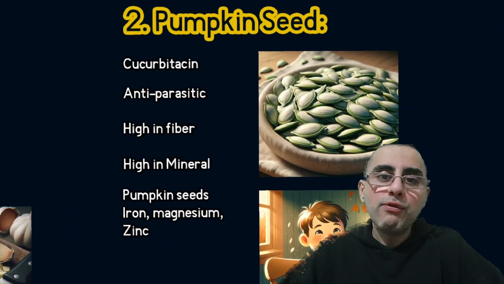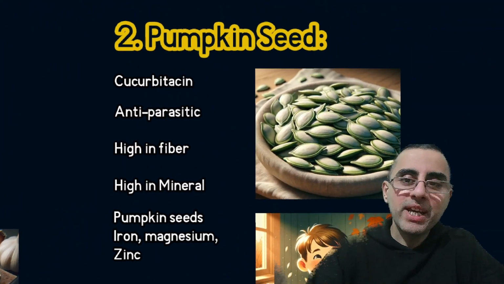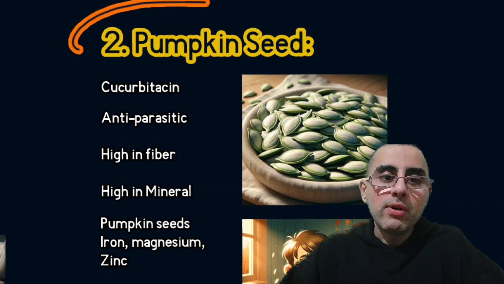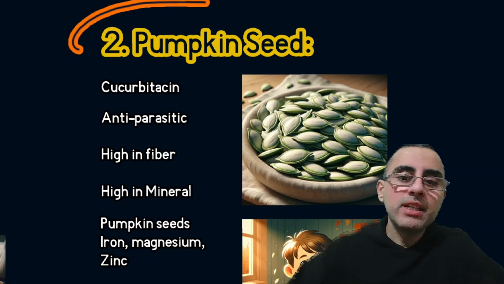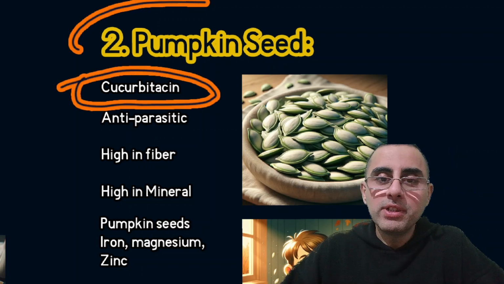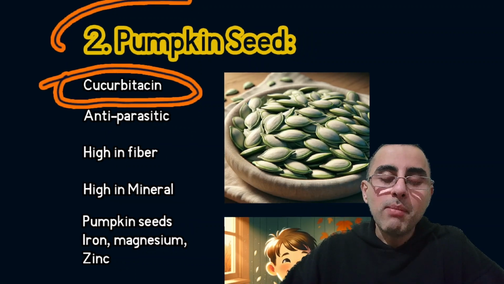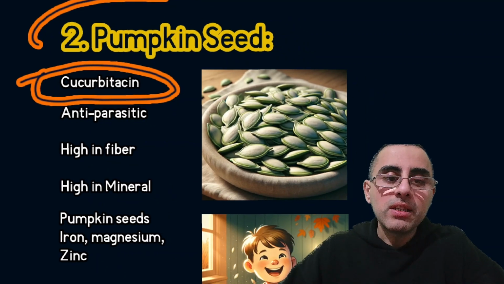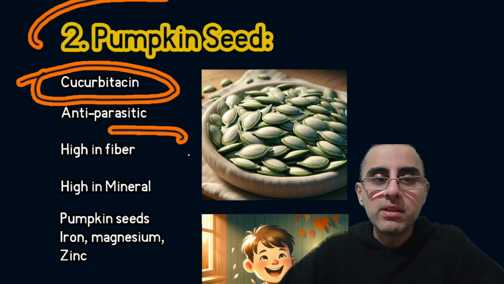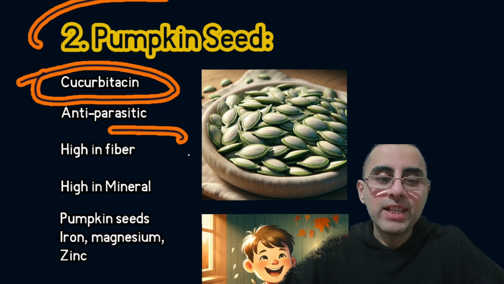Another important food which has antiparasitic action is pumpkin seed. Pumpkin seed is well known historically also. It contains cucurbitacin. Cucurbitacin is an important component which has antiparasitic action. It disrupts metabolism of parasites, and it has also antimicrobial action. And pumpkin seed is high in fiber also, and this fiber acts as a prebiotic also. So pumpkin seeds have lots of health benefits, and they're high in minerals also, for example iron, magnesium and zinc.